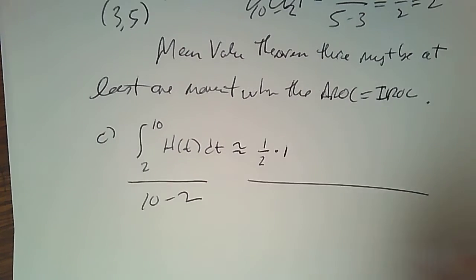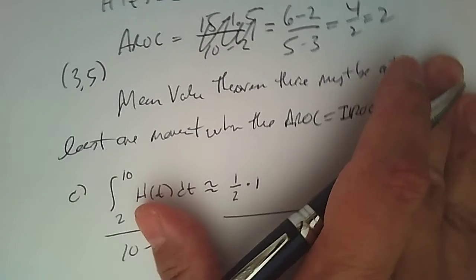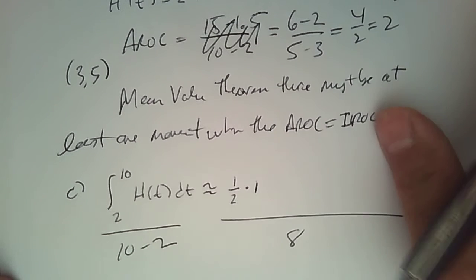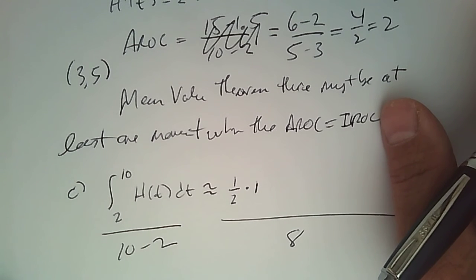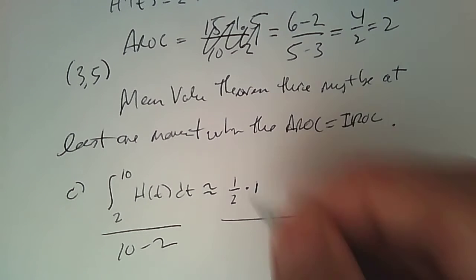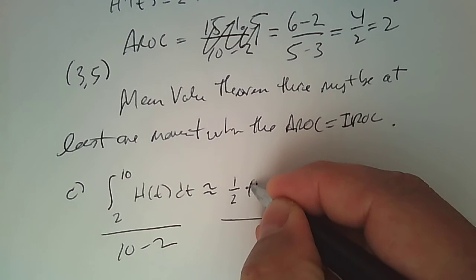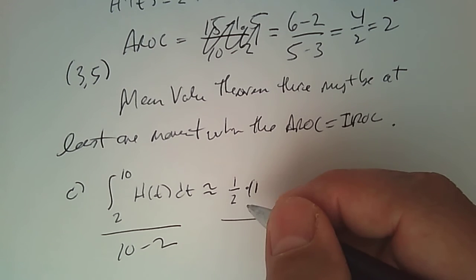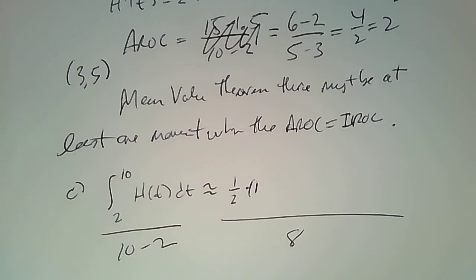Remember, this is all divided by 8, what I'm going to come up with. Oh, it's between 2 and 3. Yeah. So between 2 and 3, that's 1/2. And then what are the 2 heights that I'm going to use, which is 1.5 and 2.